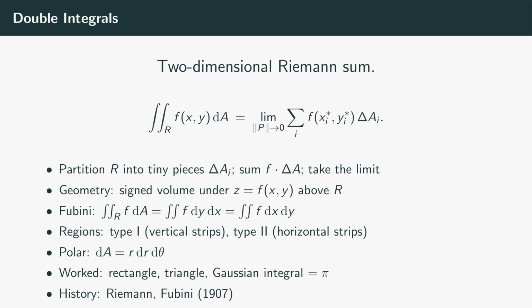Last episode, we found extrema of functions of two variables. We asked where f of x, y is biggest or smallest. Today we change the question entirely. We ask how much of f there is over a region. In one variable, this question had a beautiful answer.